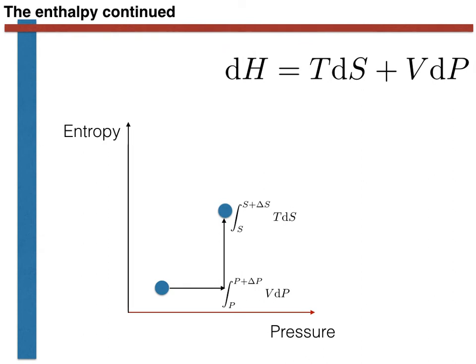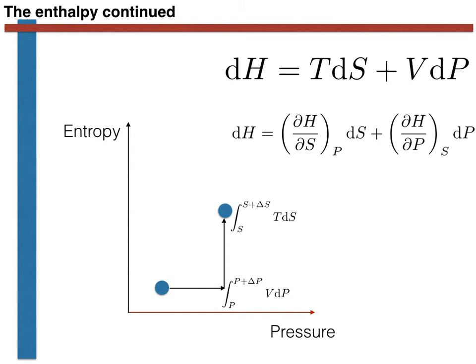This is just another way of understanding the expression we derived on the previous slide that relates an infinitesimal change in the enthalpy to infinitesimal changes in pressure and entropy. Remembering from the theory of partial differential equations that we can always write such infinitesimals as shown here, and equating terms allows us to connect the temperature with the partial derivative of the enthalpy with respect to entropy at constant pressure, and the volume with the partial derivative of the enthalpy with respect to the pressure at constant entropy.